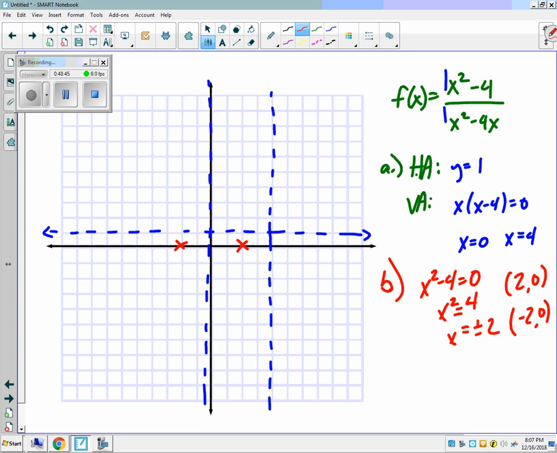Now, how do I find my y-intercept? All right, plug in 0 for x. Go ahead and plug in 0 for x up here in the original. Tell me what you get.